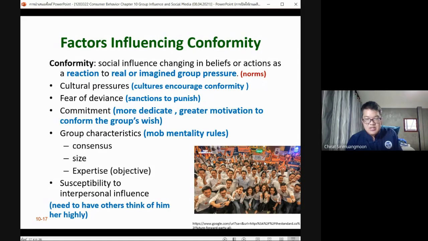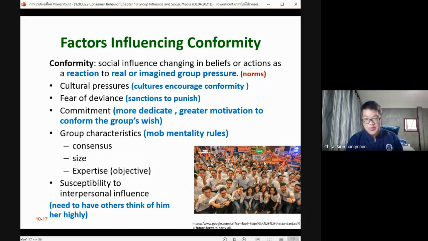Commitment. If you have a group and you commit to being one person or maybe one important person in the group, you try to conform more. For example, if you have a group of students and you are the president of the students, you have more jobs and more responsibility. It's like you have a commitment or agreement to do something with this group.